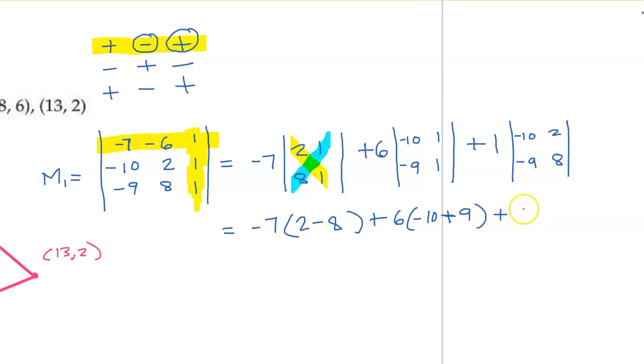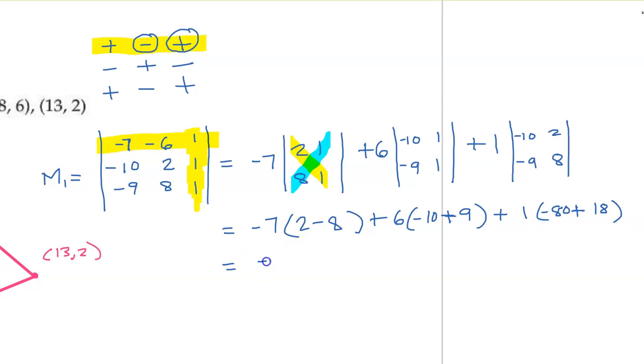And then I have the 1, and I have the down diagonal minus the up diagonal. So the down diagonal is -80. Okay, minus the up diagonal is -18. So it's going to wind up being +18 because minus -18 is +18.